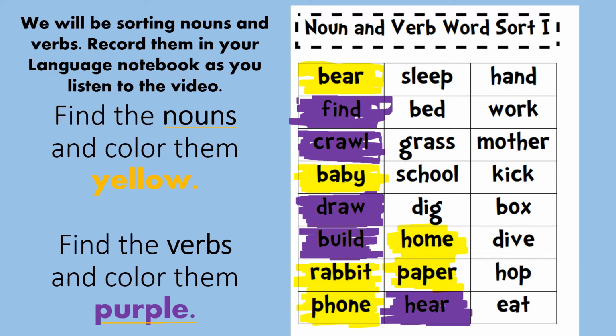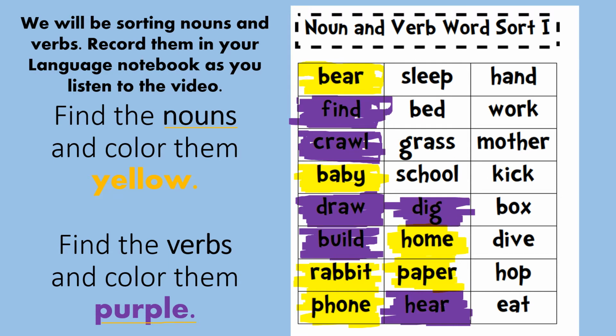Okay, now I want you to pause the video and try to do the rest of these on your own in your spiral. Okay, so remember noun, person, place, or thing. Verb is action, something you can do. Okay, once you unpause the video, you can check to make sure you got these correct. Dig, that shows action. That's something I can do. So we want to shade that purple.